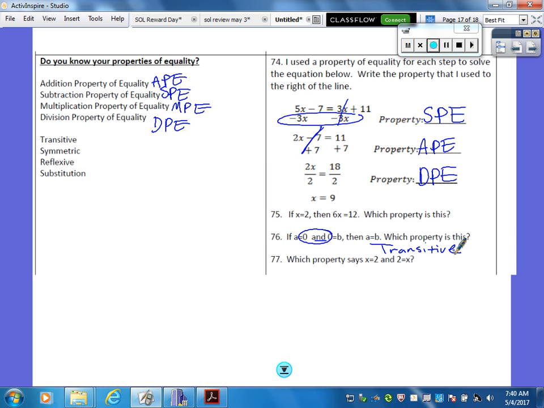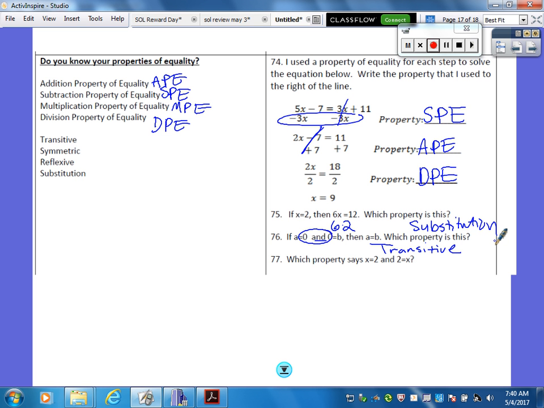Number 75 was actually substitution, the last one here, because if you had x equals 2, then 6x equals 12, all you did was plug in that 2 was x, and then said 6 times 2 is 12, so that's substitution.